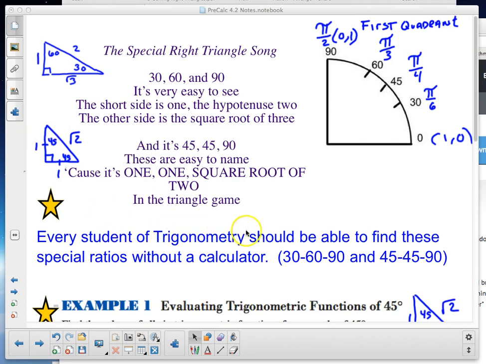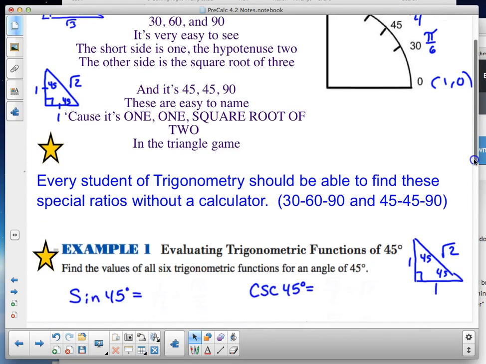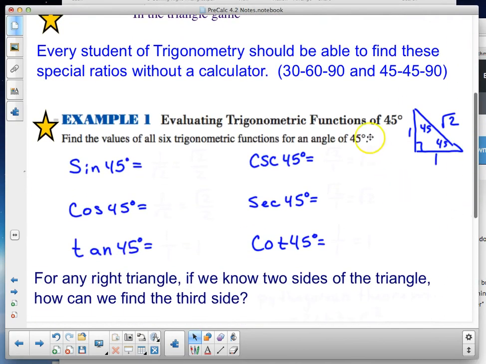Now, every student in trigonometry should be able to find these special ratios without a calculator, 30, 60, 90, and 45, 45, 90. So let's talk about them. Evaluating trig functions of 45 degrees: find the values of all 6 trig functions for an angle of 45 degrees. Now remember, the sine and cosecant are related because cosecant is the inverse of sine, or 1 over sine. Cosine and secant are related, and tangent and cotangent are related.